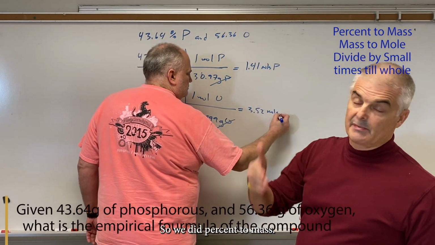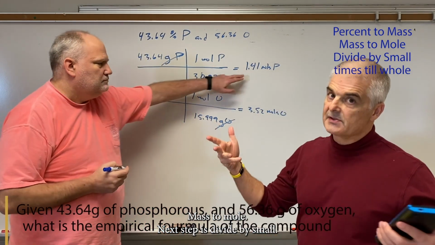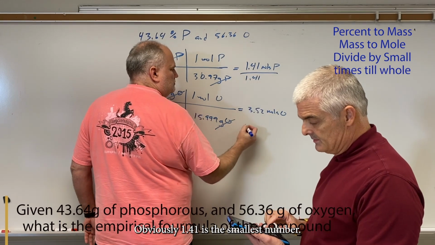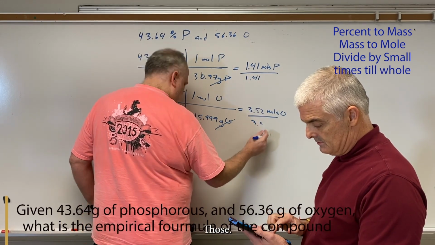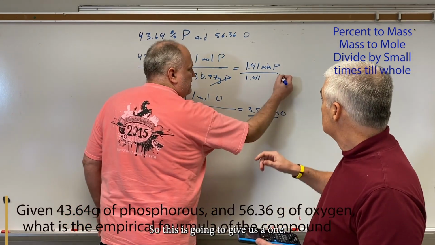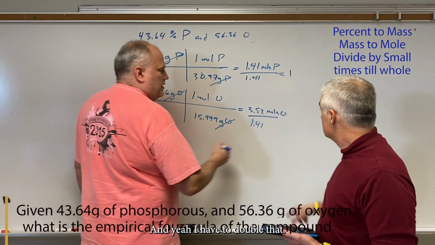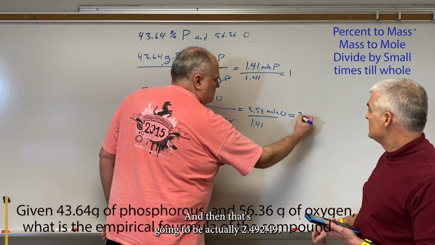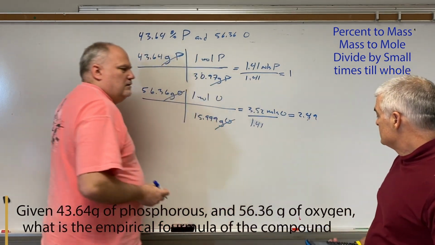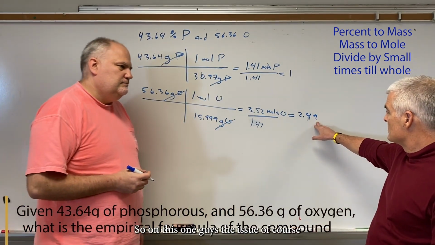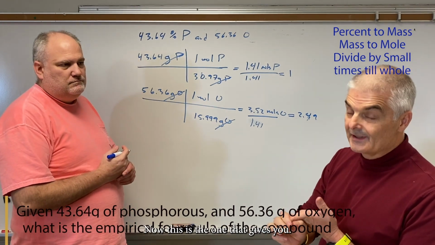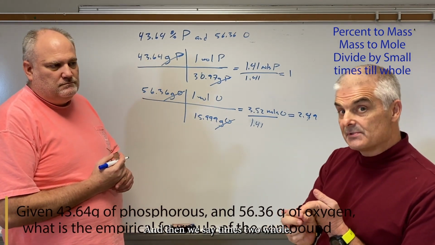So what we did: percent to mass, mass to mole. Next step is divide by small. So we're going to divide by small. Obviously 1.41 is the smallest number. So this is going to give us a 1, and then that's going to be actually 2.49. So on this one, guys, the issue, of course, is that it's not a whole number. So: percent to mass, mass to mole, divide by small.